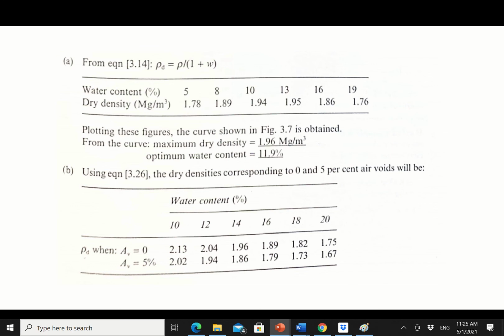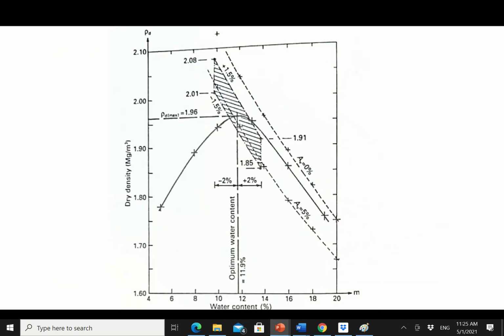What you need to use is dry density. Use this equation to get the dry density for each moisture content. Right now we have new values for dry density, which are 1.78, 1.89, 1.94, 1.95, 1.86, and 1.76. Of course, you will plot. This is what you plot, all the points that you get from the data. So use the data to plot.